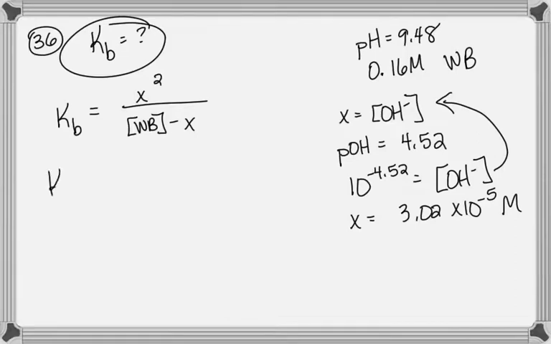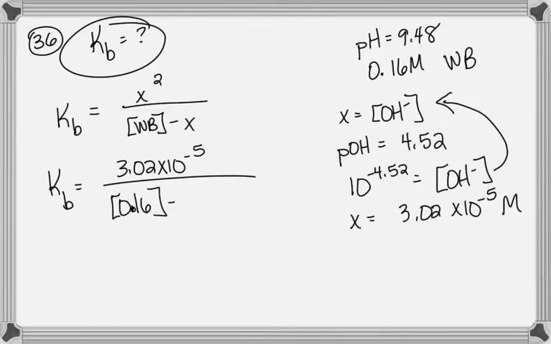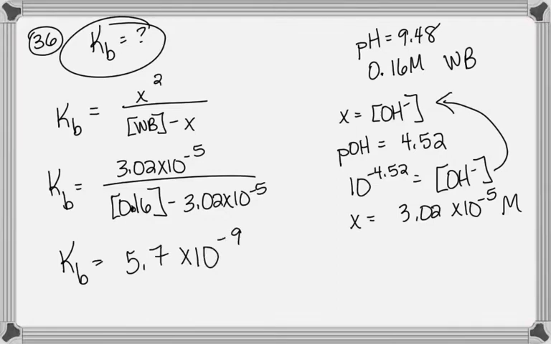So now we can solve for KB because we know x is 3.02 times 10 to the minus 5 divided by the 0.16 molar, see that's coming from here, minus 3.02 times 10 to the minus 5. I get 5.7 times 10 to the minus 9 for the KB.